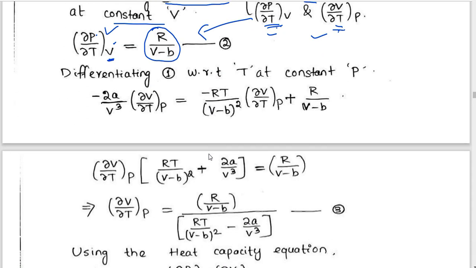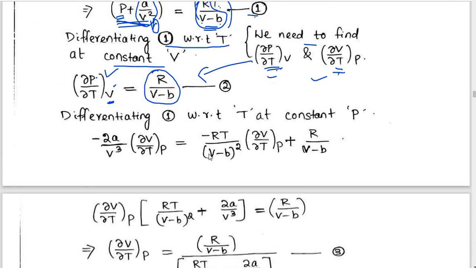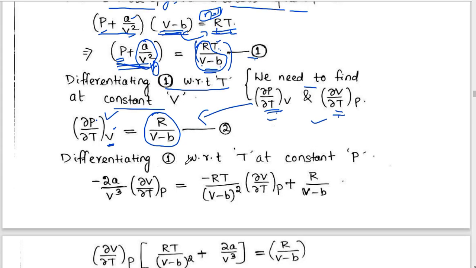Okay, differentiating equation 1 with respect to T at constant pressure. Look at the equation, differentiating this one with respect to T at constant pressure. Since pressure is constant, the first part will be 0. The second part is A by V square. What will its derivative be? A is constant, as we took A as fixed. So the remaining part is 1 by V square.